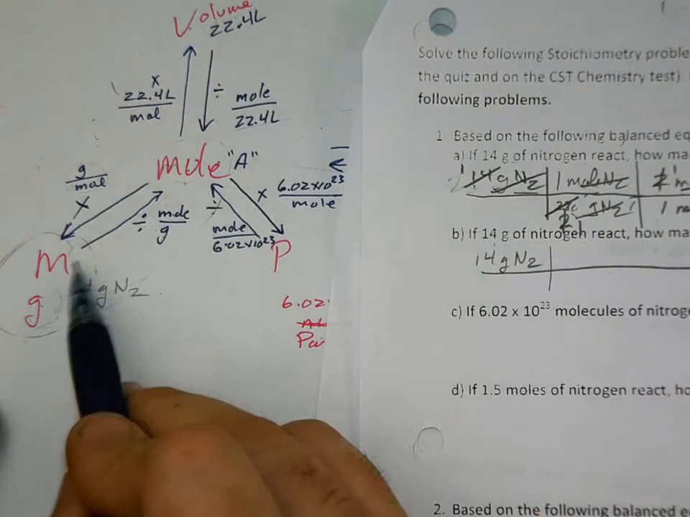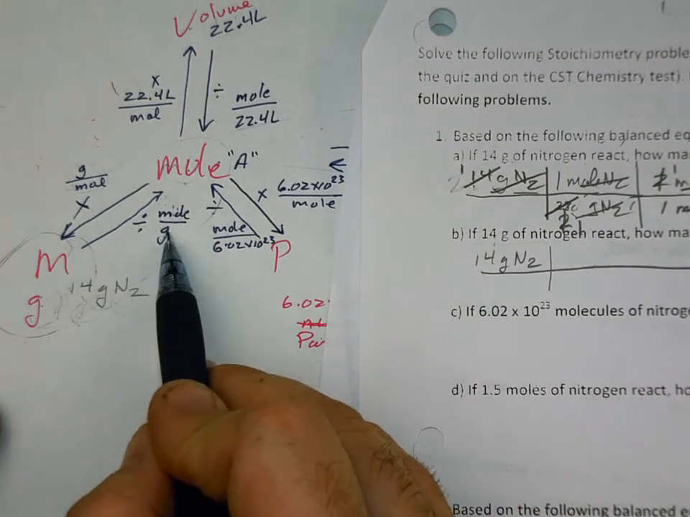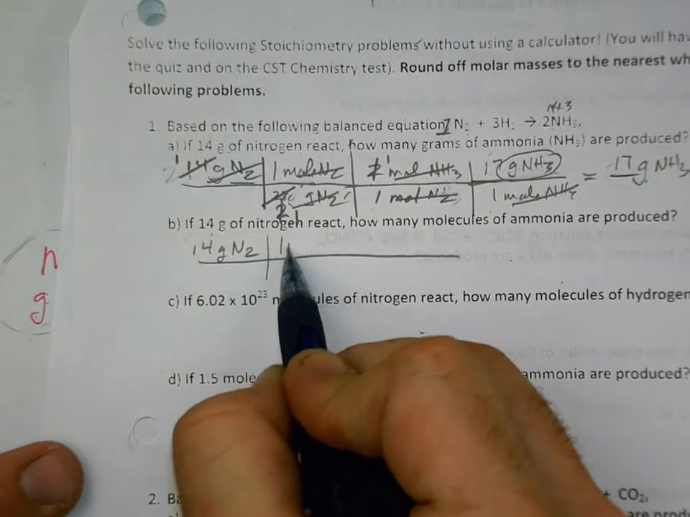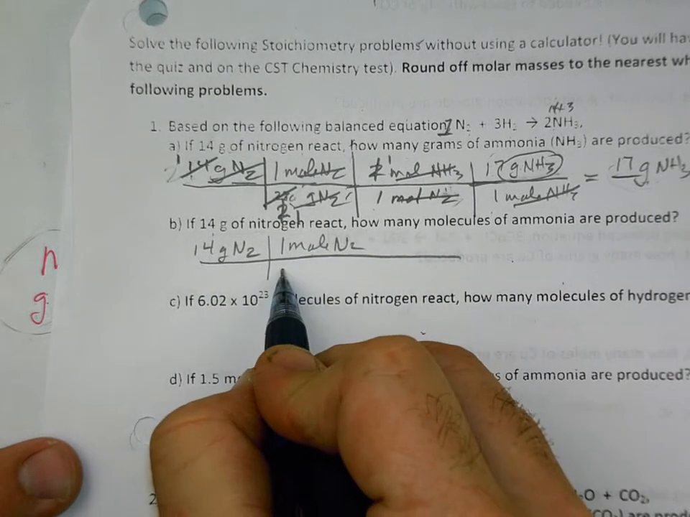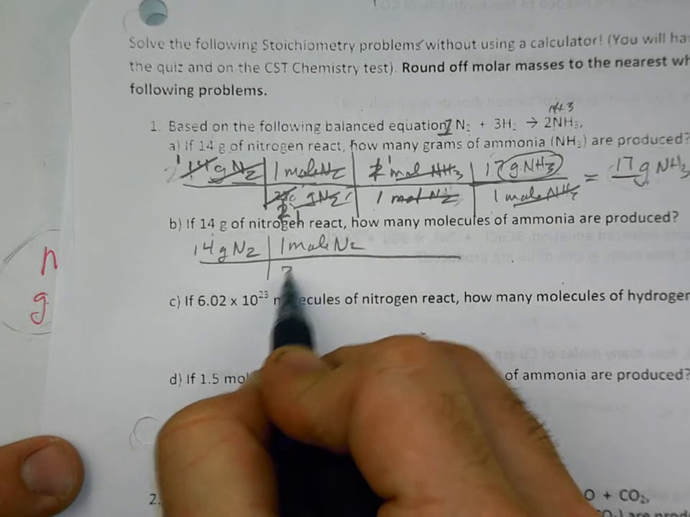Grams to moles, we will multiply it by moles divided by grams. So 1 mole of N2 is how many grams? 28.